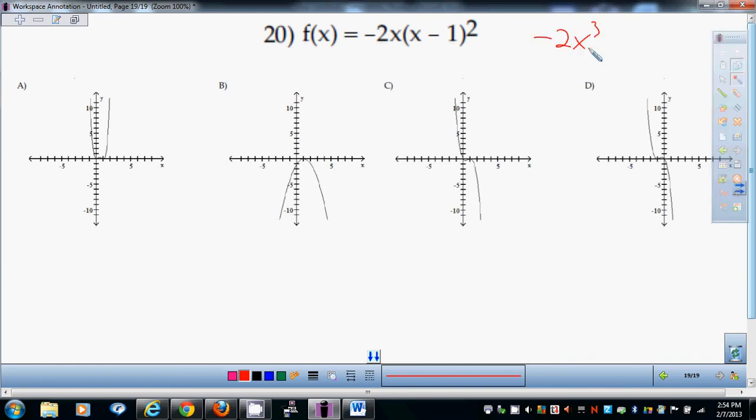Let's see, next thing to look for. You should have your 3 zeros are 0 and then 2 positive 1s, which means it's going to cross at 0 and touch at positive 1. Well, this one touches at negative 1, which is incorrect. So the answer is, again, C.